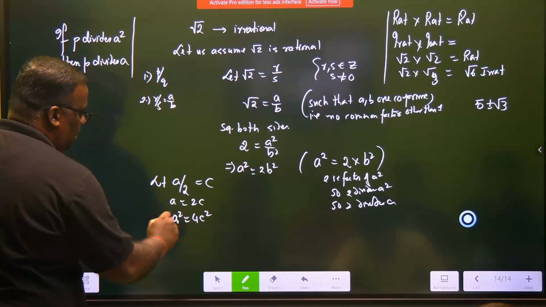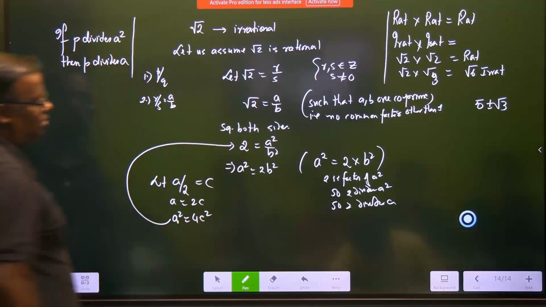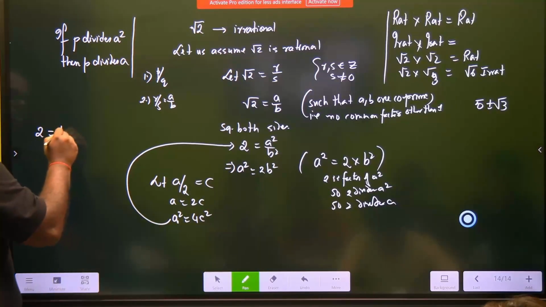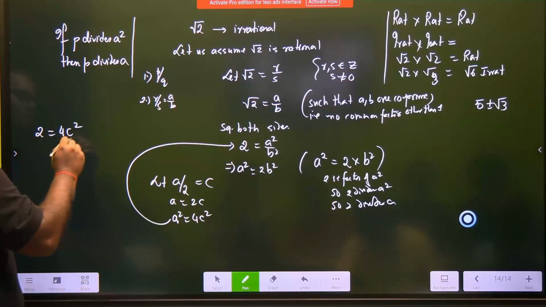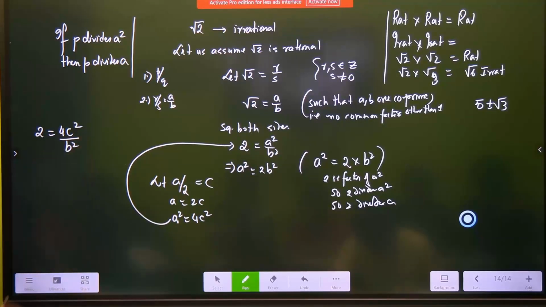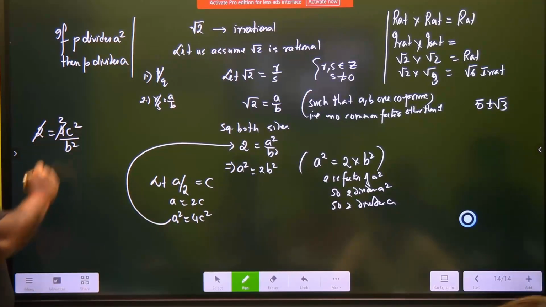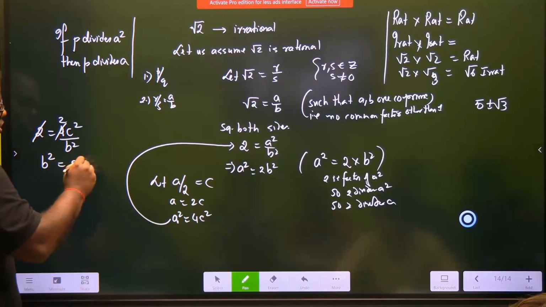Now, let's punch this value out here. Then what happens? 2 is equal to 4c square divided by b square. Agreed? This 2 cancels this 2. 2 2s are 4. So we get b square is equal to 2 into c square.